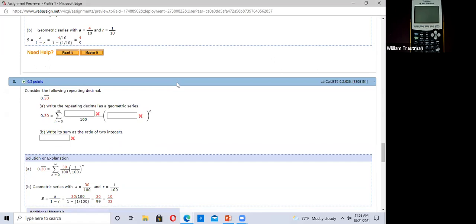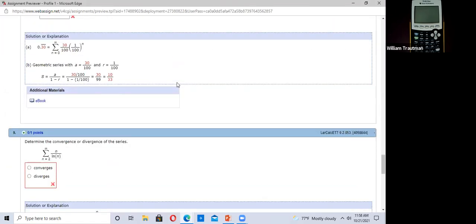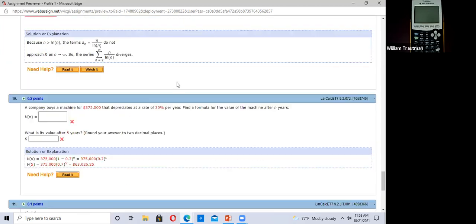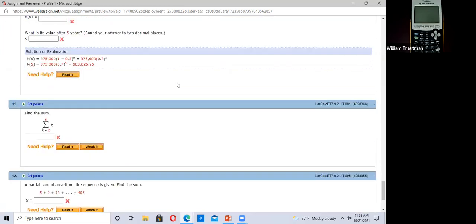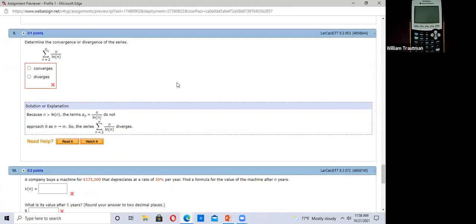And 8 is very similar to that one. 9, wait, was it 9, 10? No, it wasn't 9 and 10. I wasn't too worried.